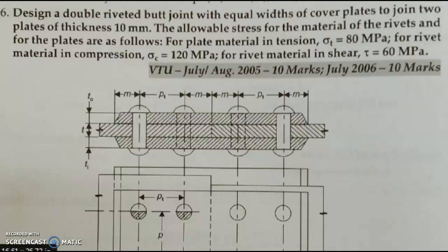The allowable stress for the material of the rivets and for the plates are as follows. For plate material in tension, sigma T is equal to 80 megapascal. For rivet material in compression, sigma C is equal to 120 megapascal. For rivet material in shear, tau is equal to 60 megapascal.